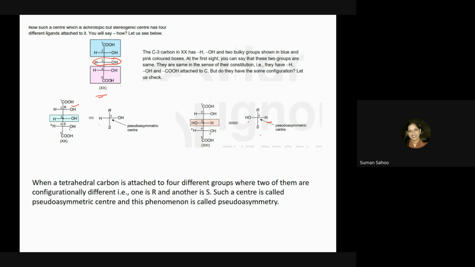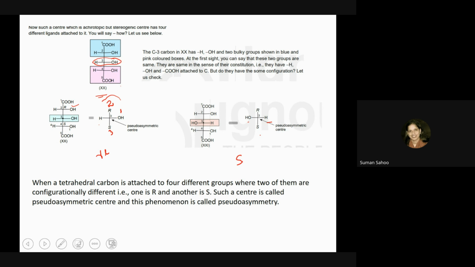So now while applying the CIP rule, this is given first priority, this is your second, and this is your third. Whenever giving priority to configurations, R always takes precedence over S. So that would give you a small r, I think small r. As it is counterclockwise, but hydrogen is on the horizontal axis, that would be r, and this would be given s.